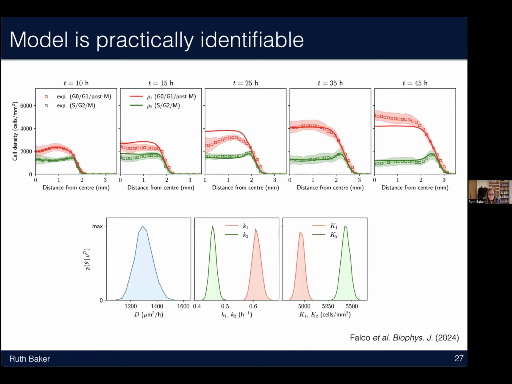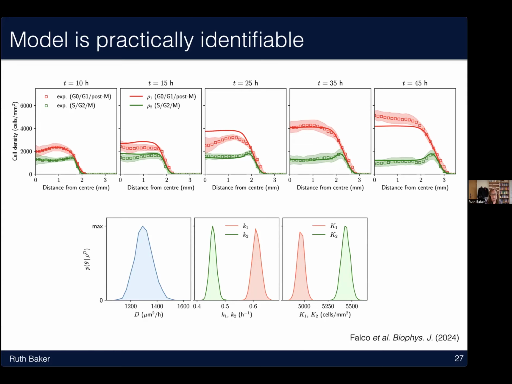So the take-home message from this slide is that if you use an MCMC sampler to estimate the posterior distribution, what you'll see is that the model is practically identifiable. So I can get confident estimates of all the parameters in the model using that data that I showed you. We're showing here the marginal posterior for the diffusion coefficient, for the rate constants, and for the crowding terms. And you can see as well at the top that the model does a pretty good job at capturing the dynamics of the assay, at least right at the front of the invading cell population.